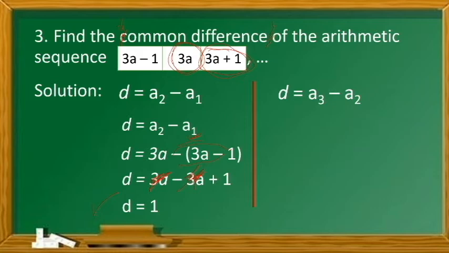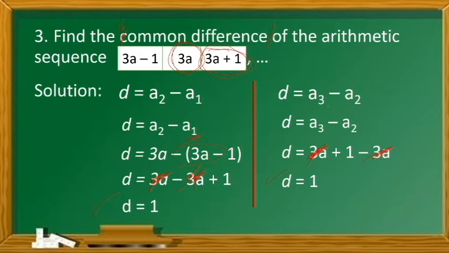So let's see the result if we use this equation. Let us now substitute this given equation that d is equal to 3a plus 1, which is the third term, minus the second term 3a. Again, simplifying, we have like terms, so we need to cancel this. 3a minus 3a is 0, or simply cancel. Then d is equal to 1. Take note, d is equal to 1 also.